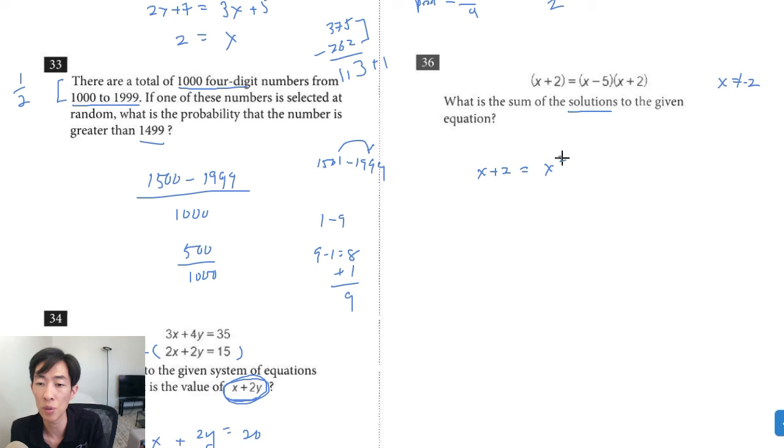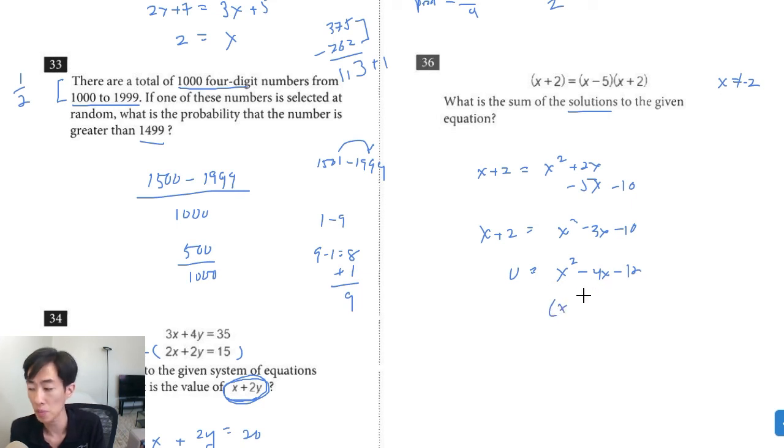So this becomes x squared plus 2x minus 5x minus 10. Rewrite the left side, and we're going to get x squared minus 3x minus 10. Now subtract 2 from both sides, subtract x from both sides, we get x squared minus 4x minus 12. This you can actually factor. It becomes (x minus 6) times (x plus 2). And if that's equal to 0, either x equals 6 or x equals negative 2. And so we did find that x equals negative 2 is one of the solutions. So 6 plus negative 2 is 4, and that's the answer.